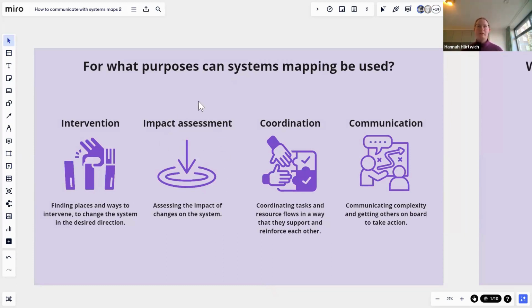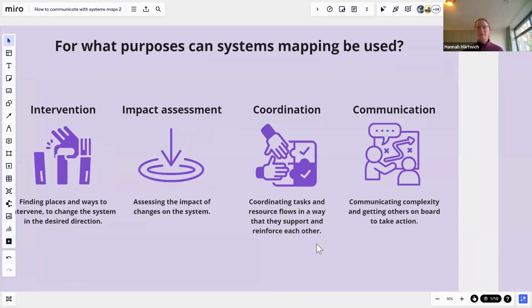Sometimes we might also be looking at impact assessment. So we know that there is a certain change that is going to happen, but we want to better understand, okay, how is the system going to react to this? We can also use systems maps to help us coordinate tasks that we want to carry out together as a group of people, to get a better understanding of resource flows within a complex system, and to make sure that the tasks we are doing are really reinforcing each other.